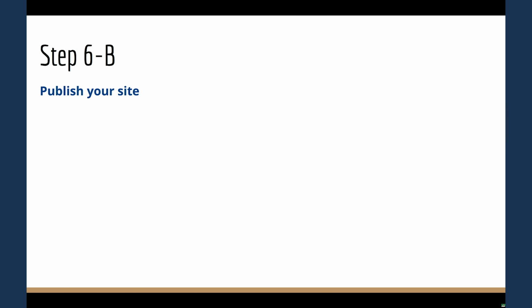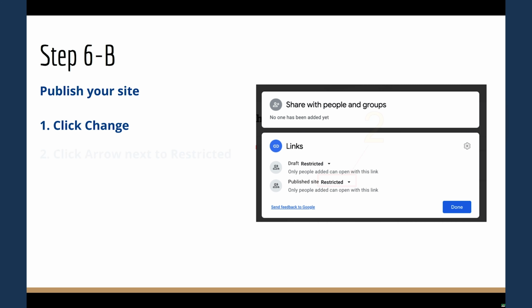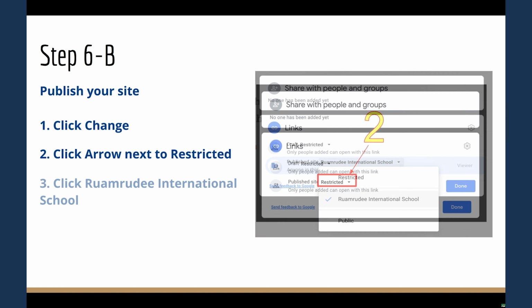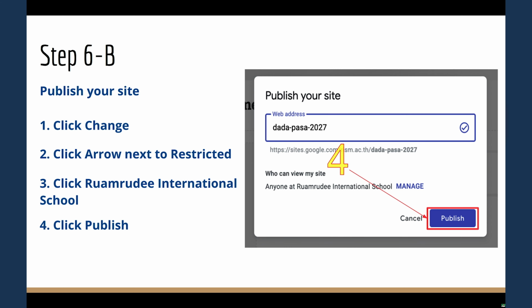All right, the next task or subtask that we need to do for step 6 is to actually publish our site. Now, to do this, we're going to be starting from our dialog box that we ended the previous step on, and we're going to click on Change, and then we're going to click on Restricted, or the arrow next to Restricted, and we're going to select Publish to anybody in Rumordy International School, and then we're going to simply click Publish.